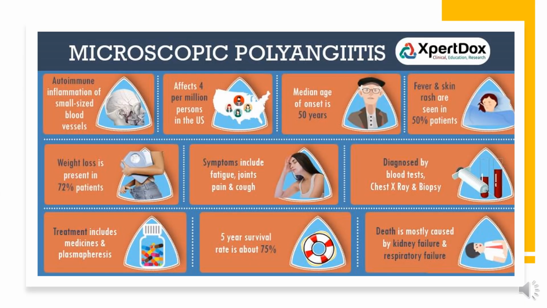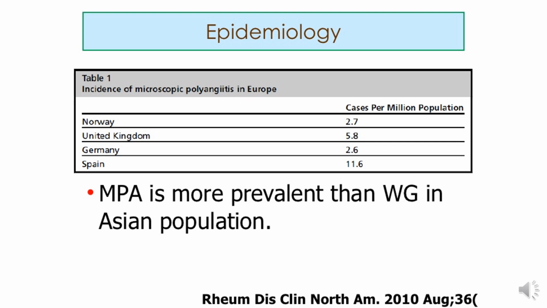Microscopic polyangiitis is a type of ANCA-associated vasculitis and is more prevalent than granulomatosis with polyangiitis in the Asian population.